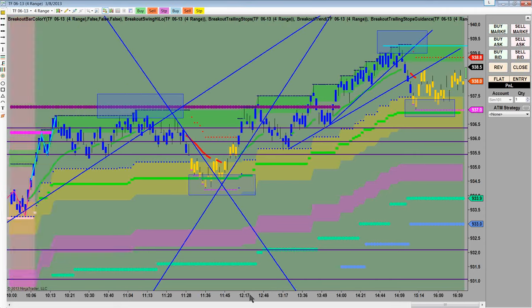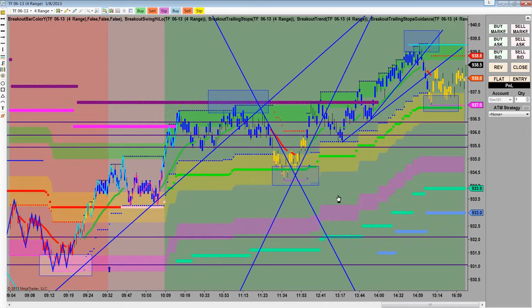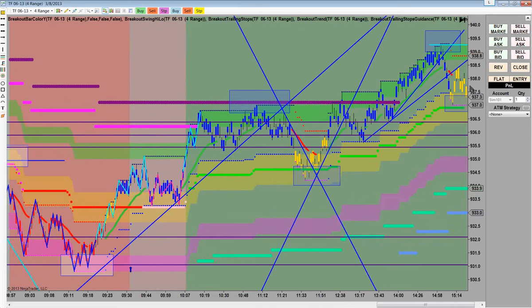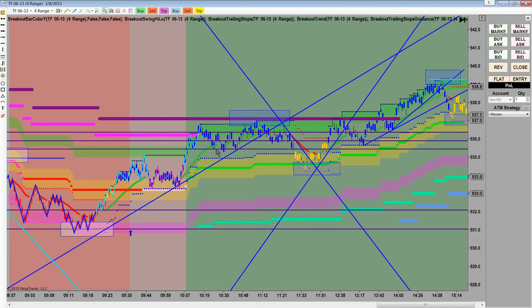You know, it's easy to mark up a chart after the fact, but everybody that was in our room yesterday knows exactly where we took these trades. And I for sure absolutely called that trade right there and got that. And by the way, with 5 contracts, that was a good $700 trade.